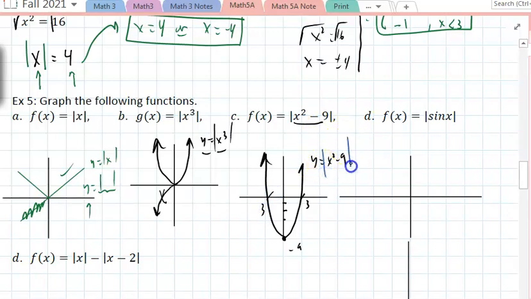When I slap an absolute value, now I want y to be positive. I'm going to take this part that's negative and I'm going to reflect it up. And now the graph is going to look like this.